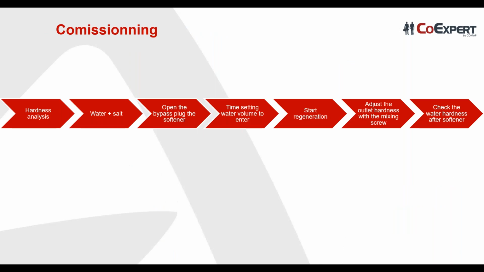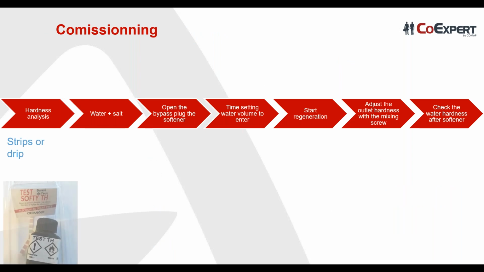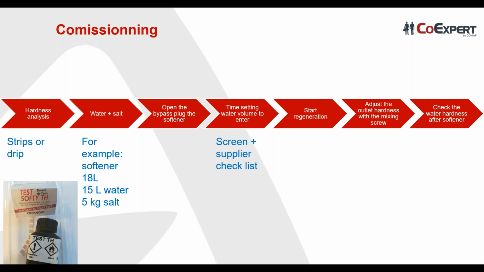The commissioning now. For the commissioning, first, it's done by an installer. It's better, or an installer or someone who, for example, regarding the Comap softeners, we have dedicated people in order to do the softener commissioning. So first, it's necessary to measure the raw water hardness with strips or drip. Second, it's necessary to fill the softener with water and salt. So it's mainly about the salt tank around the softener. Of course, open the bypass, plug the softener. It's necessary to program the head.